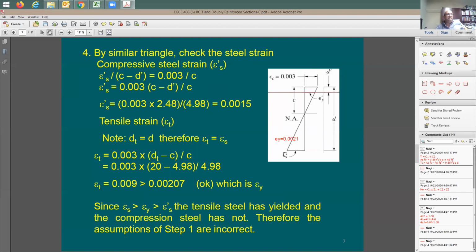How about the strain here in the tension steel? Let's do the same equation that I have used before, right? 20 inches can be the depth minus C, which is about 5 inches, divided by C, times 0.03. The strain here is 0.009. This is good. The steel yielded already. So the tensile steel has yielded, compression steel is not yielding yet.